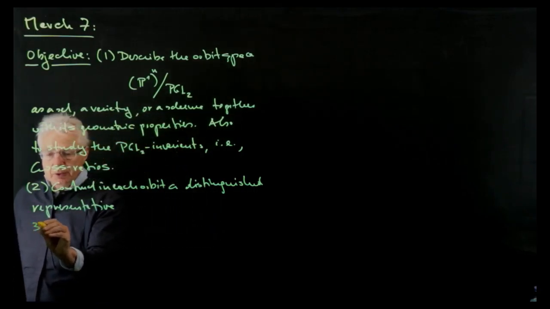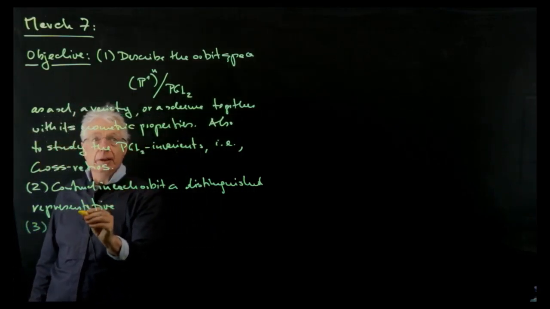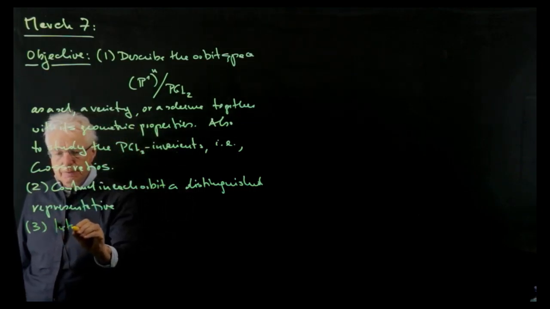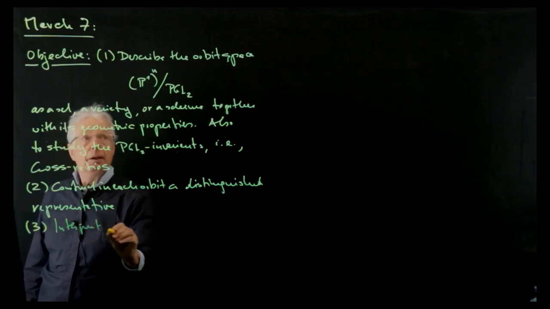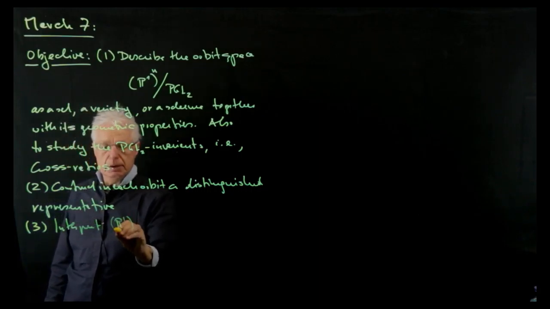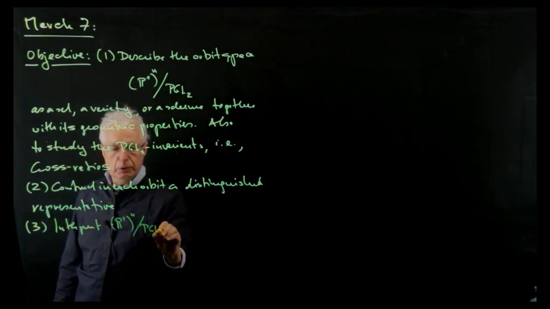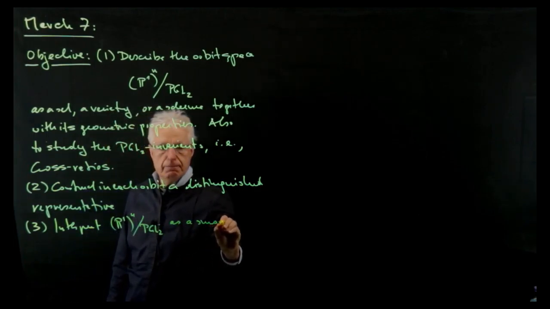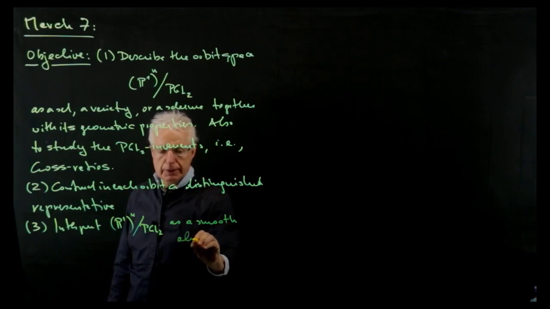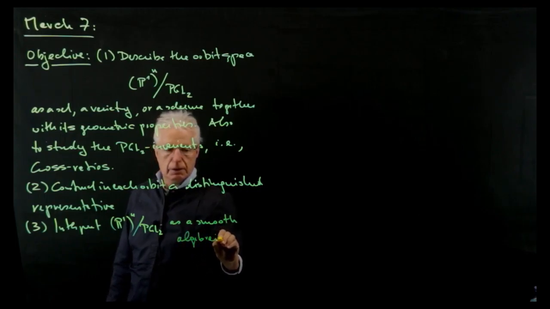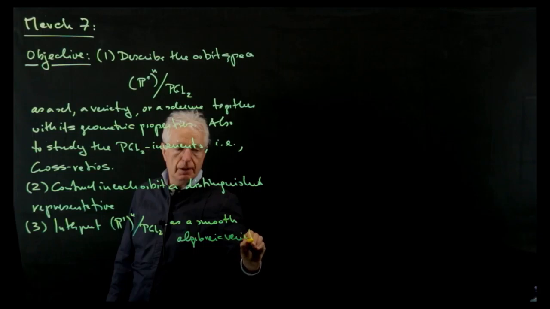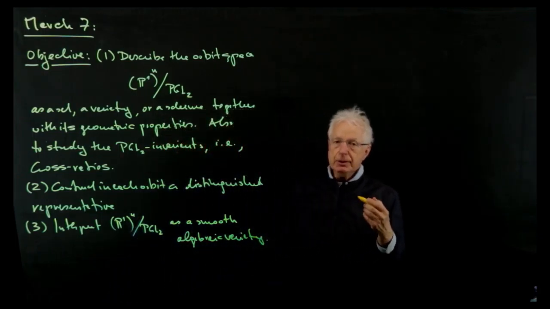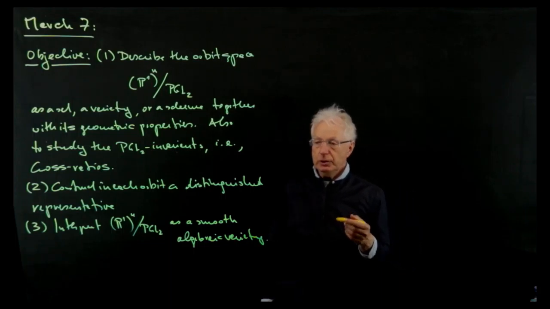The next thing, to be again more precise, is to interpret P1^n modulo PGL2 as a smooth algebraic variety. And of course, we know that it will work. But this was a big step in history.